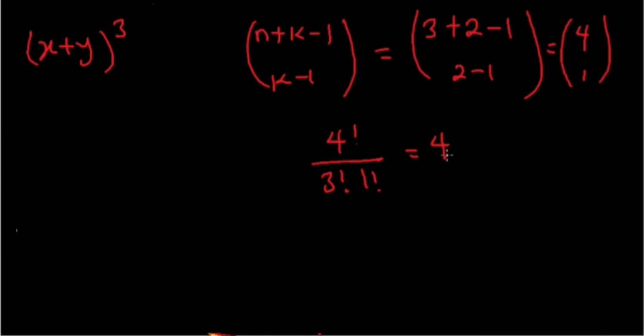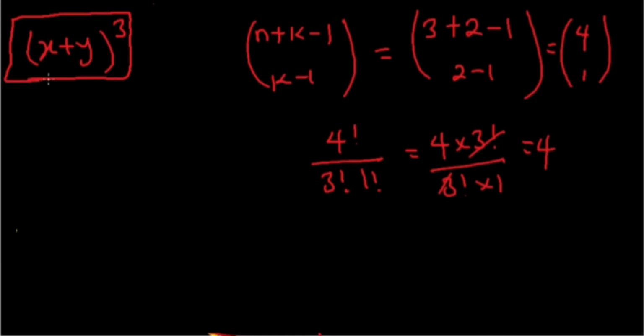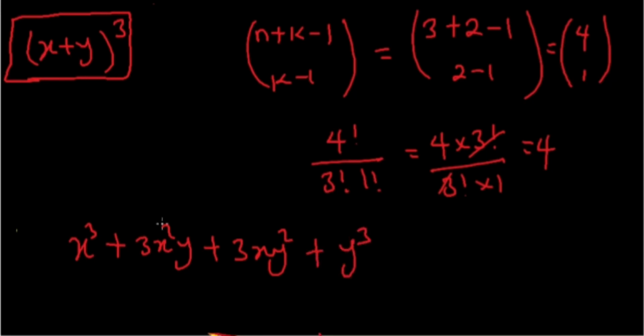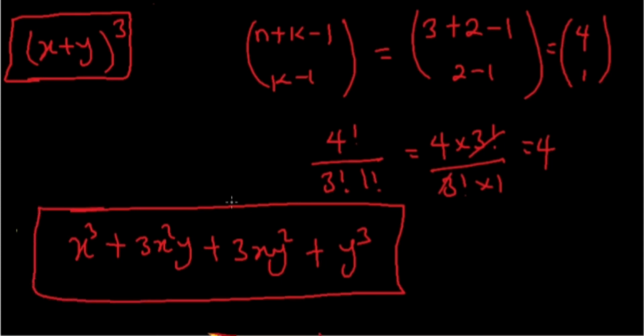That's 4 times 3 factorial over 3 factorial times 1. This cancels this, so I have 4. So there will be 4 terms in this expansion, and we can actually see that to be x cubed plus 3x squared y plus 3xy squared plus y cubed. I actually used my knowledge of Pascal's triangle to solve this. You can check out the video on that. That's how to find the number of terms in an expansion.